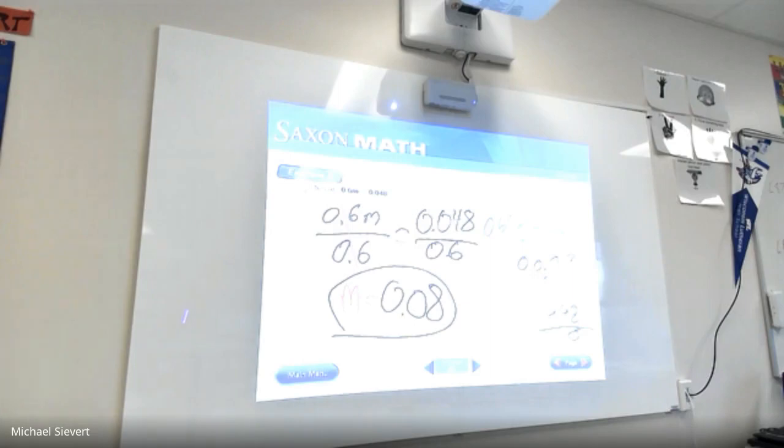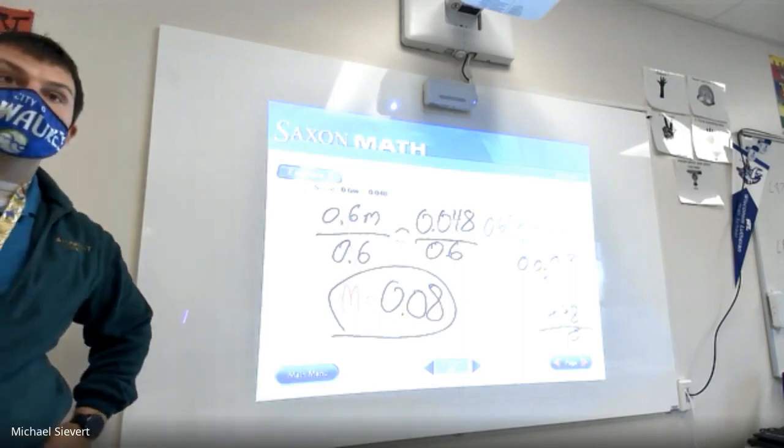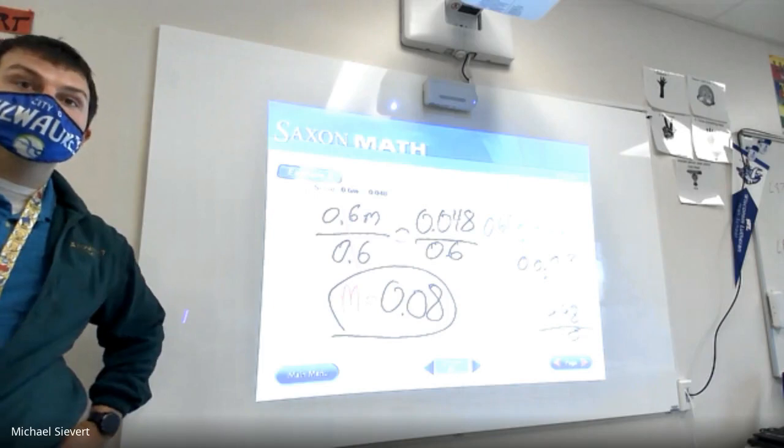Great. Why is there 3 zeros? Sorry, what? Oh, when you divide it, well, because my problem is 3 zeros.